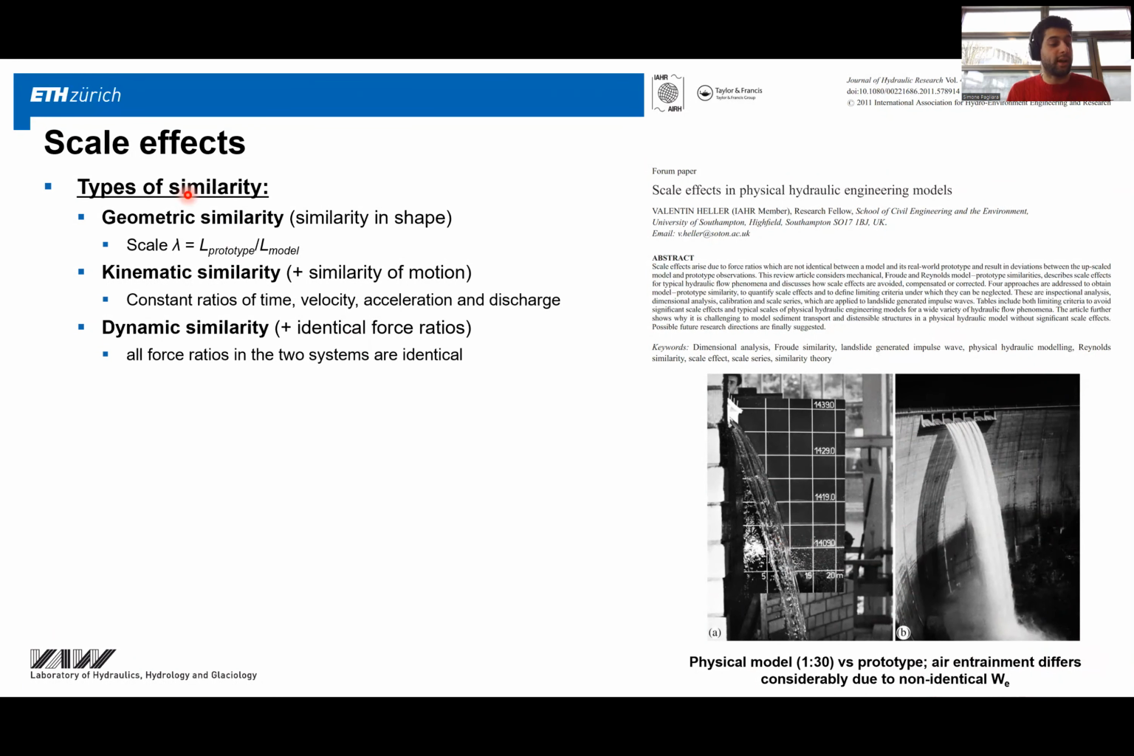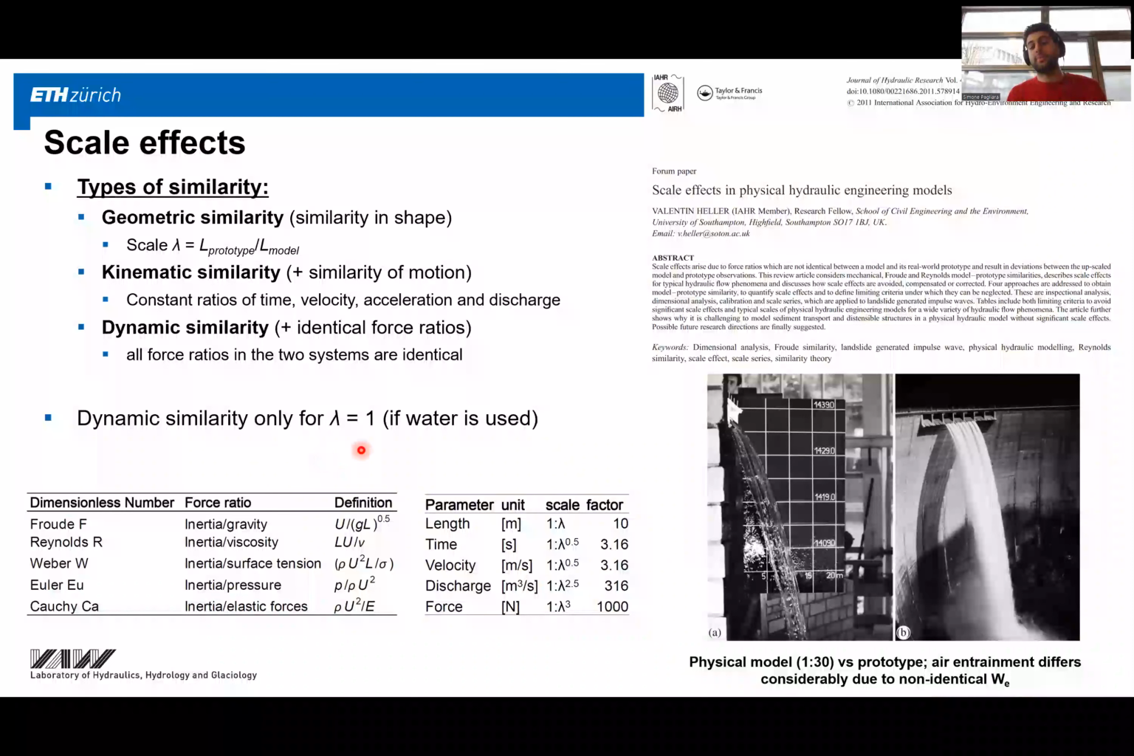And talking about similarity, there are 3 different types. So the easiest one to achieve is the geometric one, so similarity in shape. Then if we add similarity of motion, we reach the kinematic similarity. And then if we also manage to keep identical force ratios between model and prototype, we achieve the dynamic similarity. The bad news is that dynamic similarity can be achieved only for a scale 1 to 1 if water is used. Because of course we could also use another fluid, we could add some soap to water to decrease its viscosity, but it's not recommended for high-speed flows.